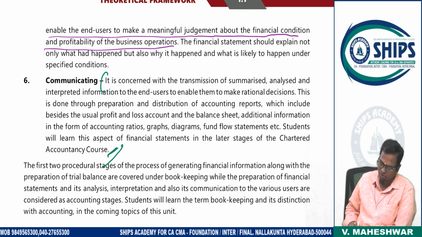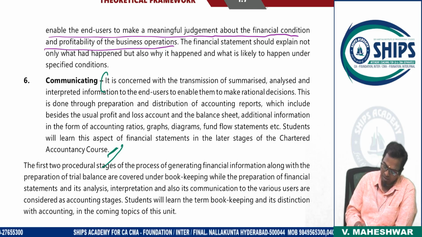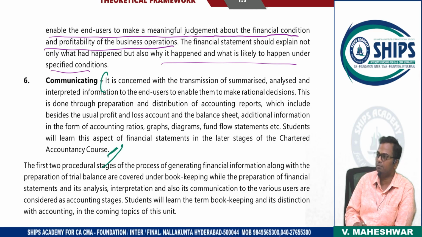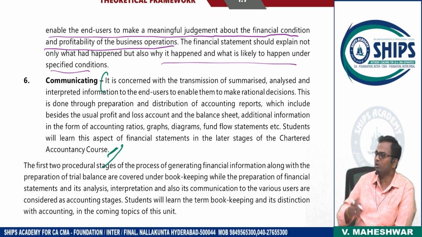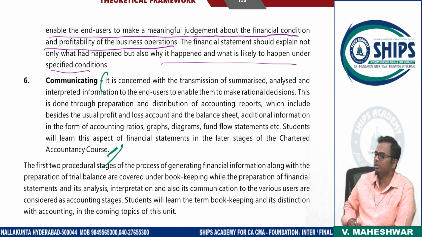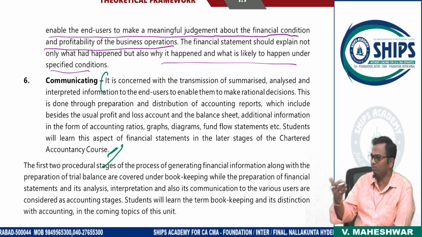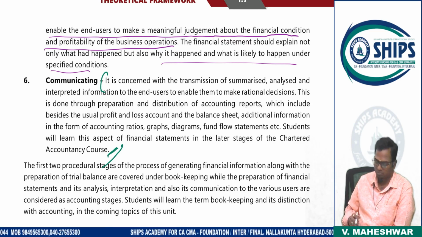This financial statement should explain not only what happened, but also what will happen and what is likely to happen in a specific condition. Present, future, what is going to happen further. This is all done in which step? Interpreting. What is going on next? Predicting, here only. So according to that, the accountant gives information to the company that so and so thing is going to happen, and we need to take action.